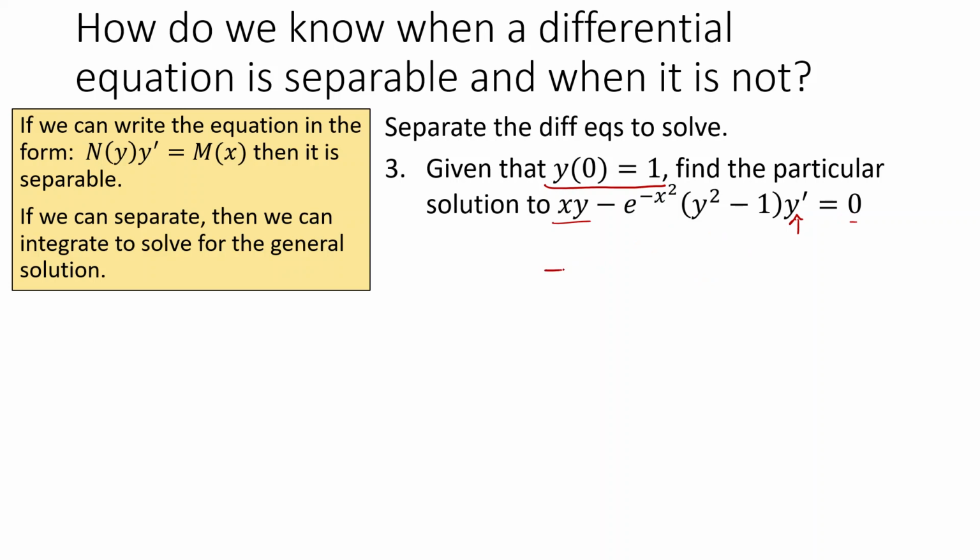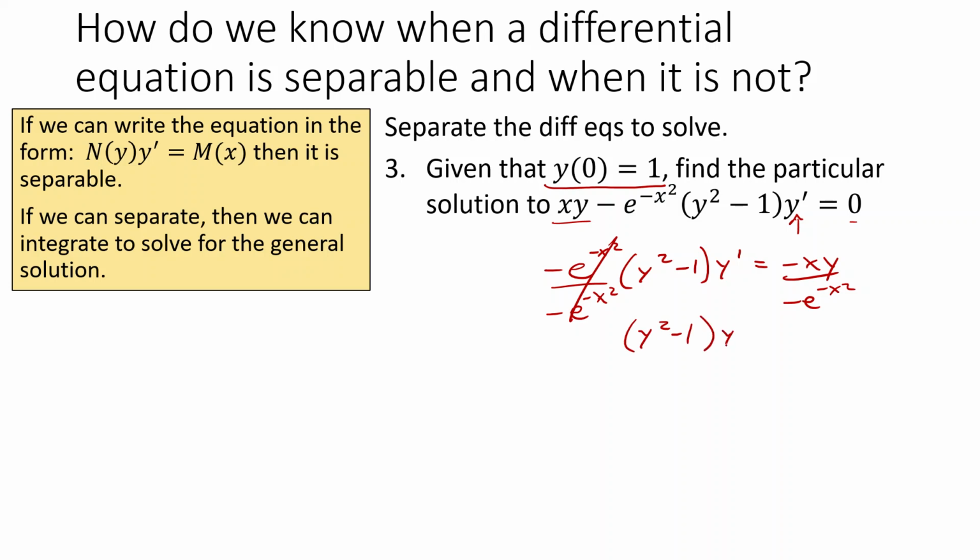So we'll get negative e to the negative x squared, y squared minus 1 times y prime equals negative xy. And now I'm going to divide this guy on both sides. So we'll get y squared minus 1 times y prime equals, okay, these negatives are going to cancel out. I can bring this guy up to the top and change that to positive. So we'll have y times x times e to the x squared, like that. Now I can just divide by y.